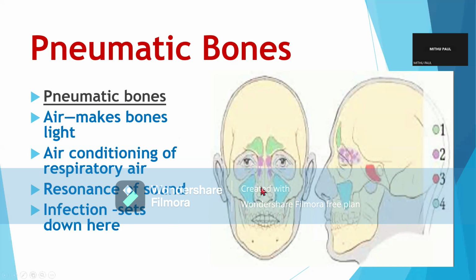As these are potential sites, any infection of one area may spread onto the other areas. These are seen from the front side. This is another one lying inside the body of the sphenoid, the sphenoidal sinus. All these are the pneumatic bones having the pneumatic cavity.